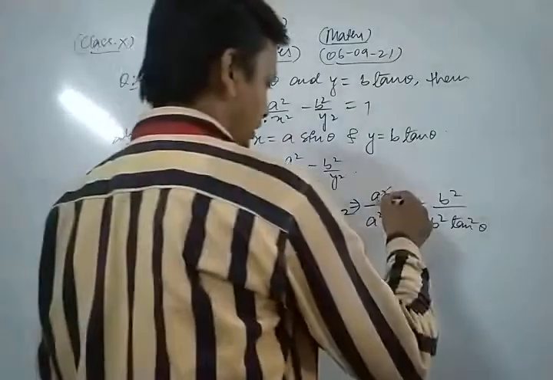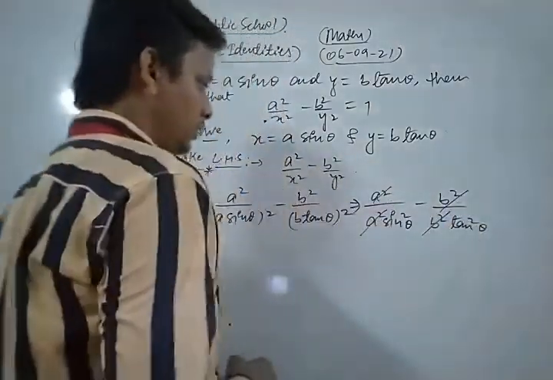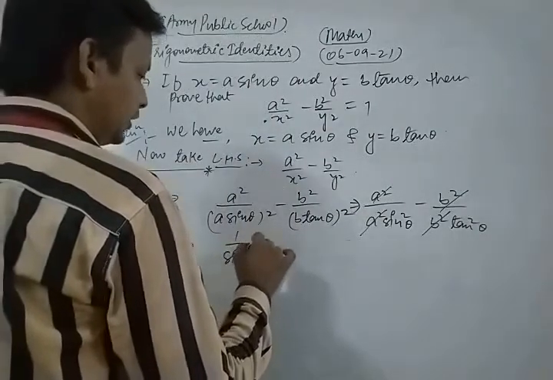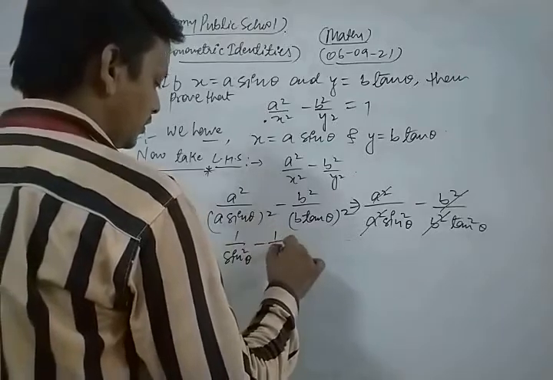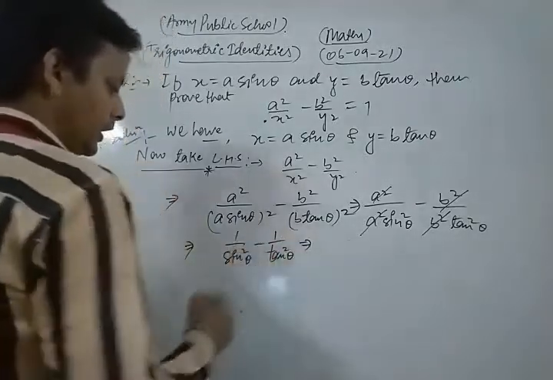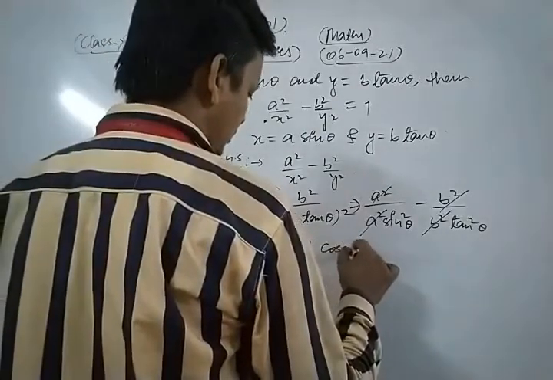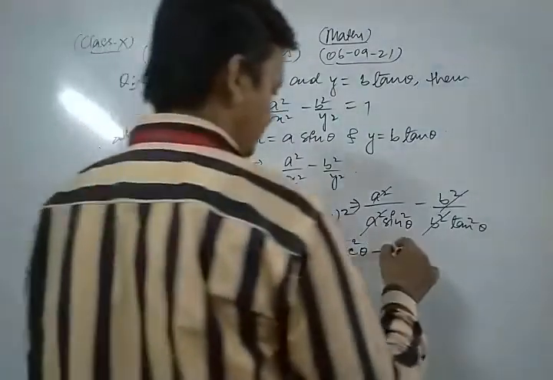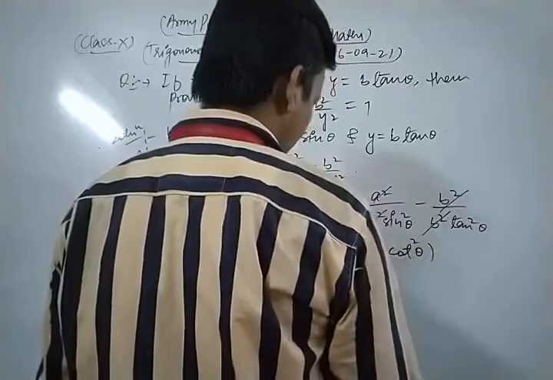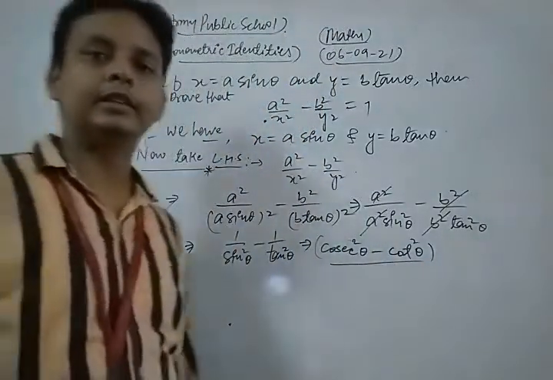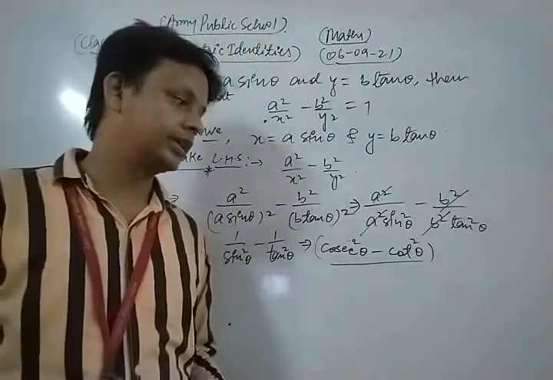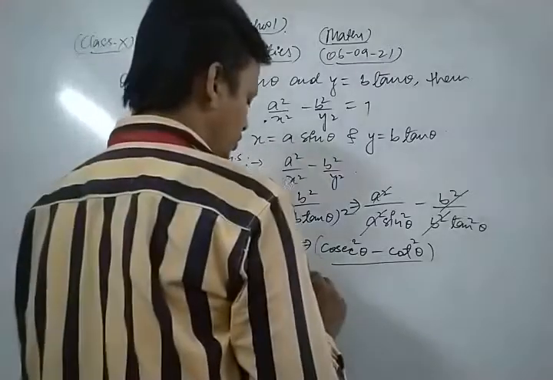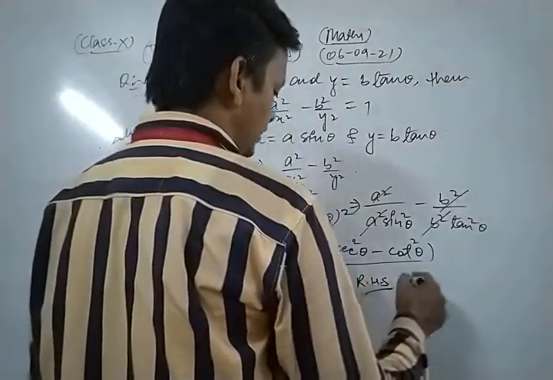Now look, here a square cancels, b square cancels. So we get 1 upon sin square theta minus 1 upon tan square theta. Here 1 upon sin square theta means cosec square theta, minus 1 upon tan means cot, so that is cot square theta. And you know from the identity that 1 plus cot square theta is equal to cosec square theta. So cosec square minus cot square is 1. So its value is equal to 1. Hence this is your RHS.